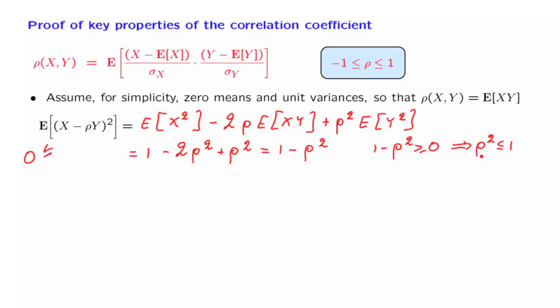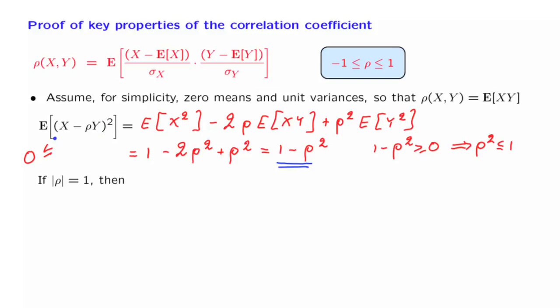And so we have established this important property, at least for the special case of zero means and unit variances, but as I mentioned, it remains valid more generally. Now let us look at an extreme case when the absolute value of rho is equal to 1. What happens in this case? In that case, this term is 0, and this implies that the expected value of the square of this random variable is equal to 0.